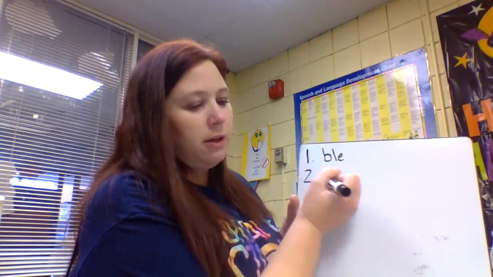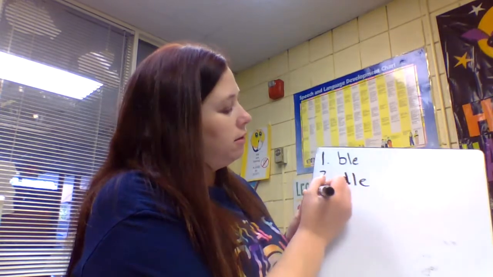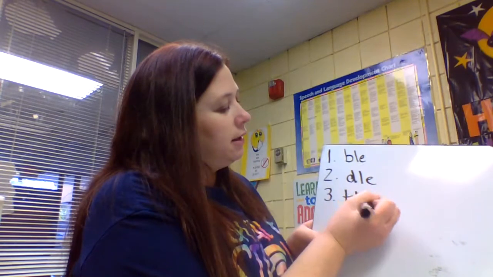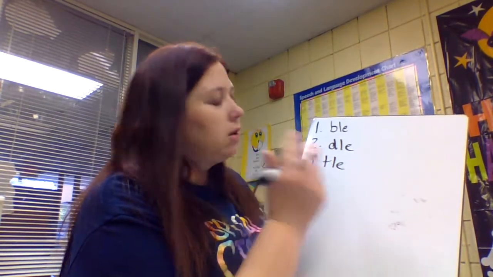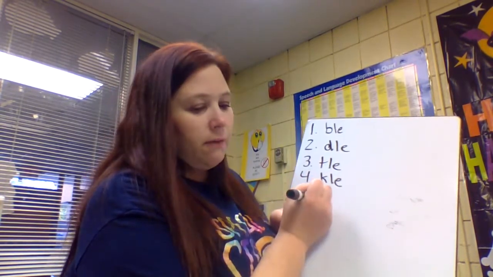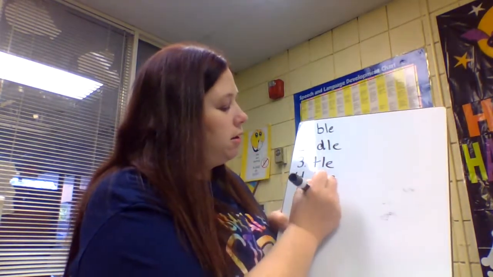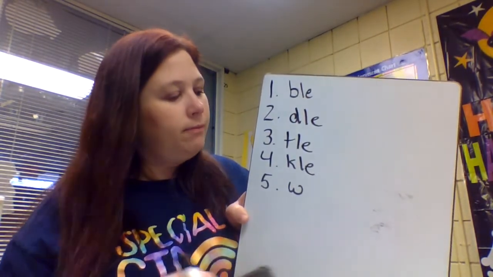So our first one is bull, and we would write that as B-L-E. Our second one is dull, which would be D-L-E. Our third one is tull, T-L-E. Our fourth one is cull, K-L-E. And our fifth one, we're going to do W. What letter makes W? It's W. Go ahead and make sure you get those down. I'm going to erase them.